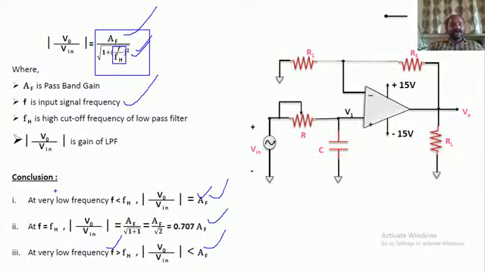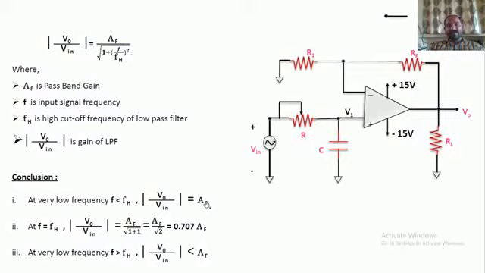Okay now, so we have three conclusion points. If the input signal frequency is less than the cutoff frequency, we are getting the constant passband gain. If the input signal frequency is increased and is equal to the cutoff frequency, then the gain of this circuit is reduced to 0.707 AF, which is 1 by root 2 times the AF. If the input signal frequency is further increased, greater than the high cutoff frequency, then obviously the gain of this circuit becomes very small compared to the AF.